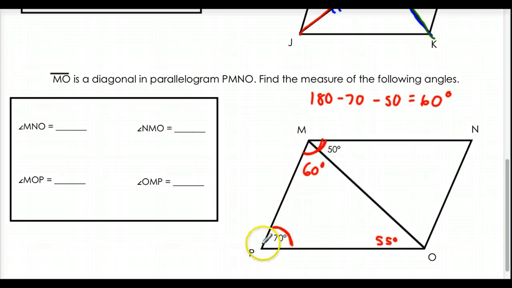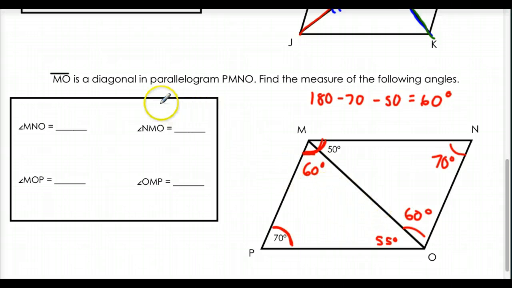Now to find the rest of the angles, remember opposite angles are congruent, so P and N are going to be congruent. So this is also 70 degrees. And finally, we're going to use the alternate interior angle theorem again. So right over here, this angle and this angle are alternate interior, so this is also 60. And now we found all our angles.